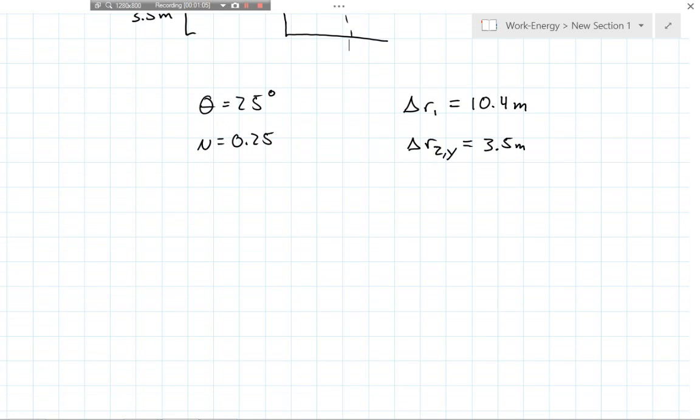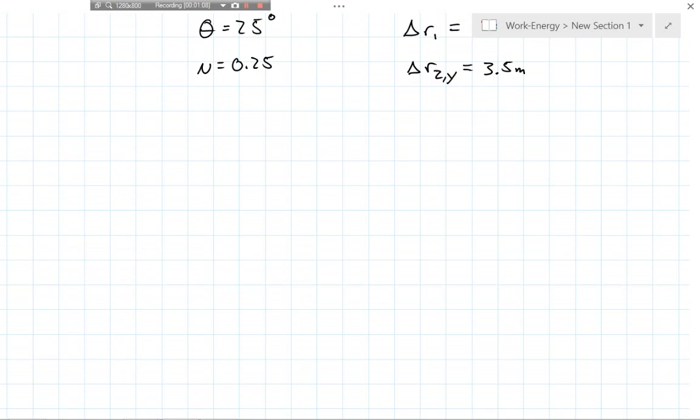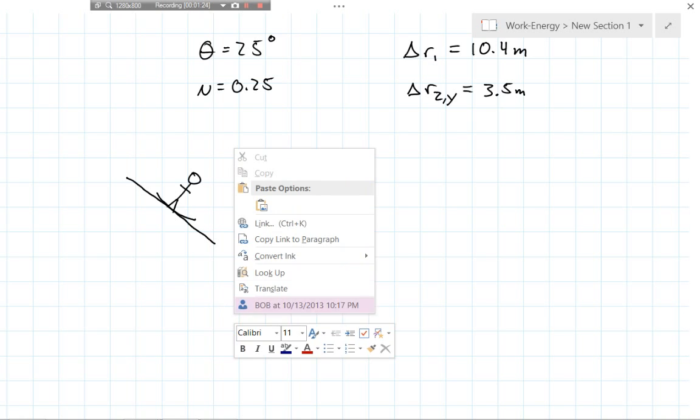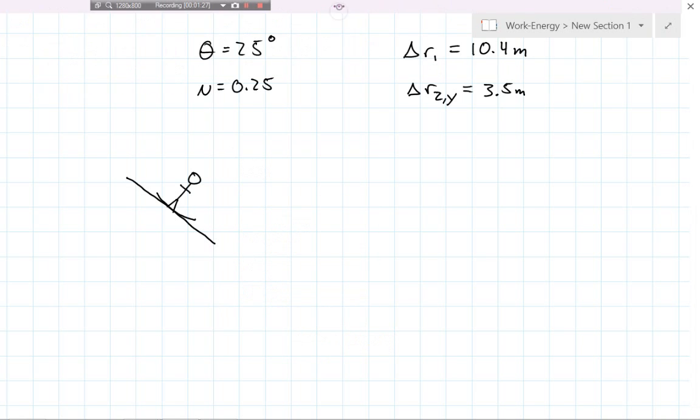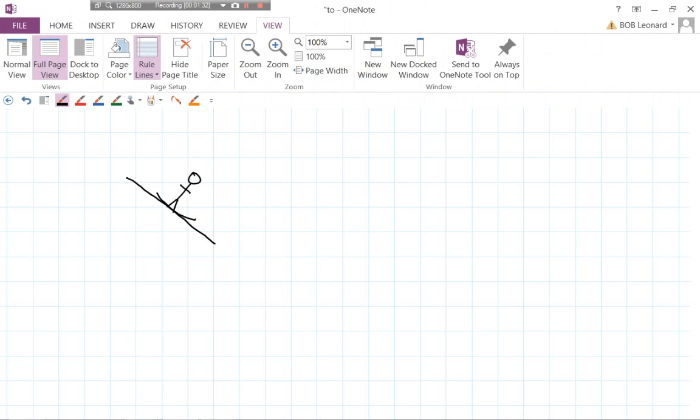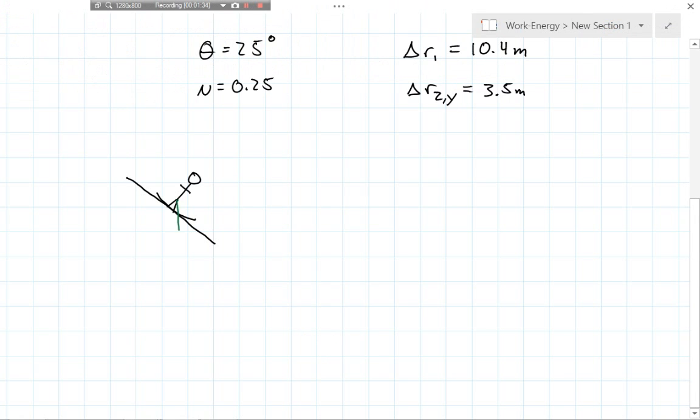So let's go ahead and look at the first part of this. During the first part, work is being done by two forces: the force due to gravity and the force due to friction. Let me draw a little free body diagram here. So we've got this person here. The force due to gravity points down like this, and the frictional force is going to point up the ramp like this.